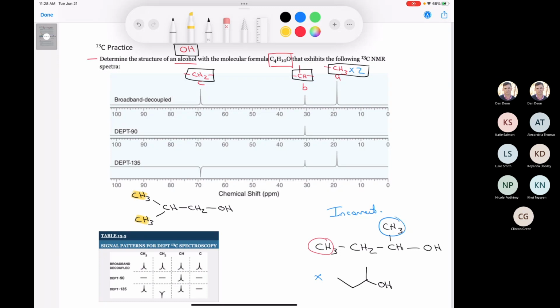I would say they are, because we have a plane of symmetry running through the molecule like this. Okay, we have a plane of symmetry here, and so those two methyl groups are chemically equivalent. Therefore, this must be the correct structure. So this is correct.